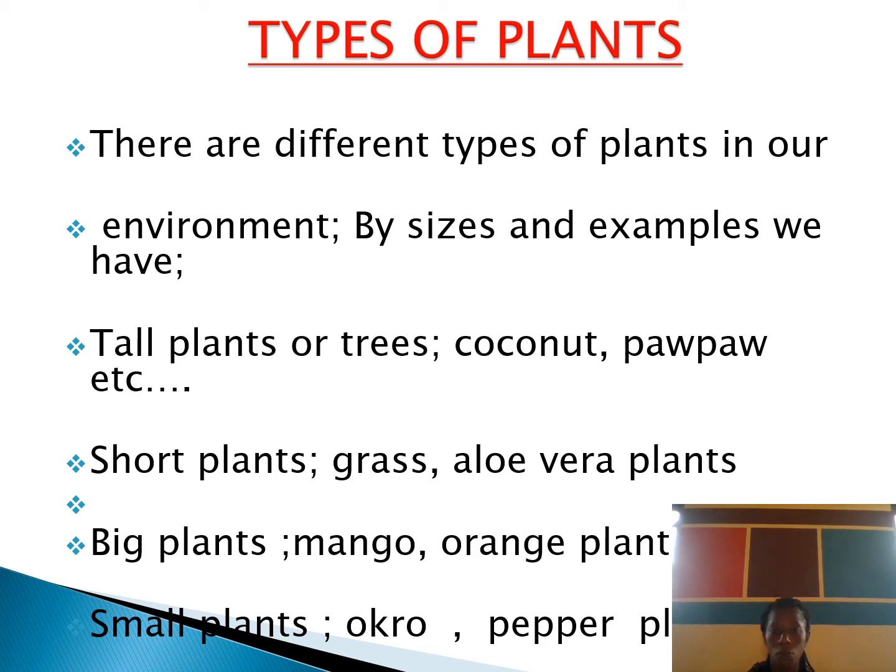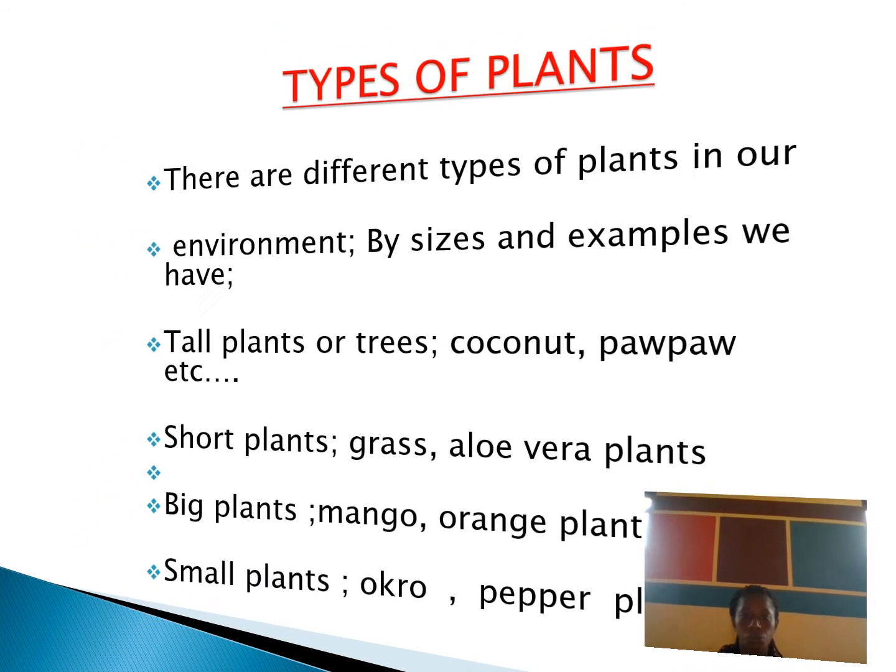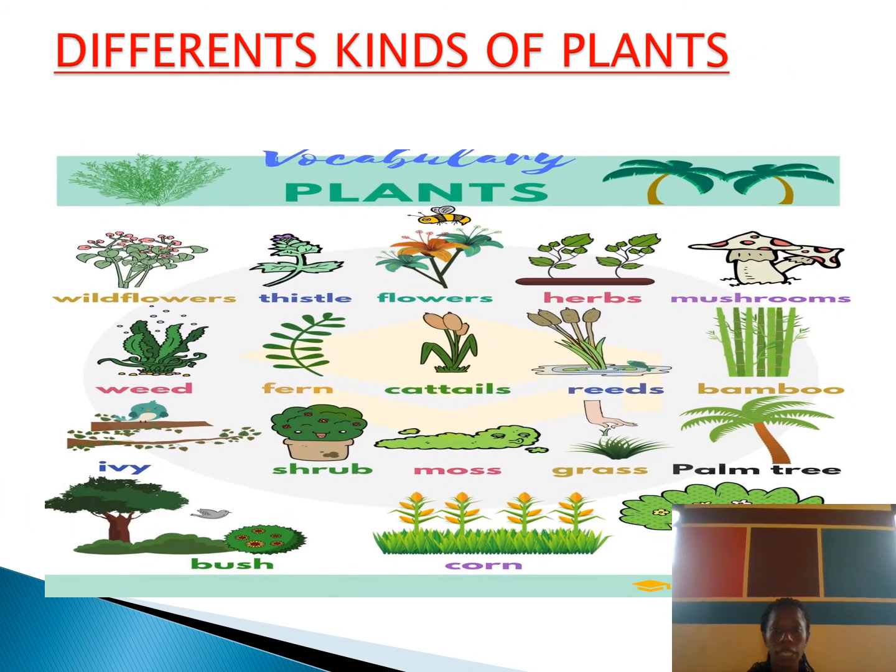So let's move on to different kinds of plants in our environment. Here you have picture of different kinds of plants in your environment. So you learn them by their names. Some we have mushrooms, we have weeds. There are all kinds of plants we see. There are more. These are just small section of types of plants that we have in our environment.